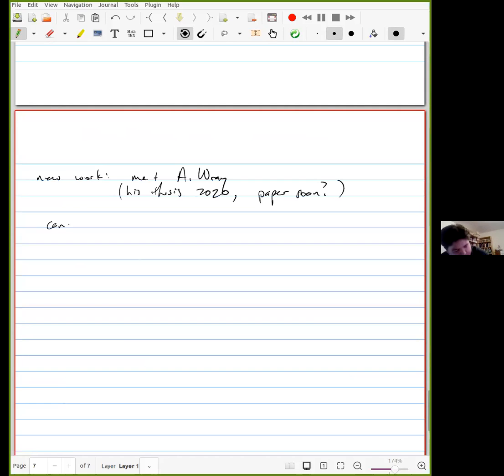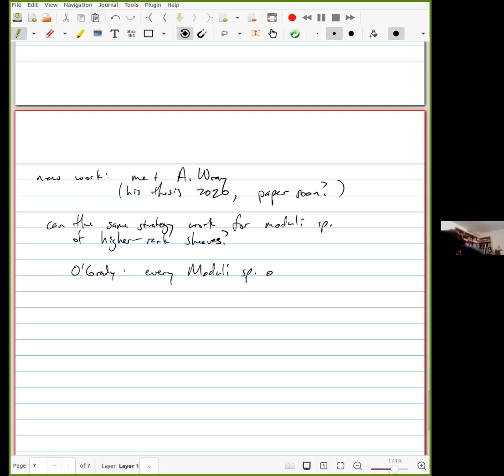So maybe I should put it this way. Can the same strategy work for moduli spaces of, rather than rank 0 sheaves, how about of higher rank sheaves? So a result of O'Grady from the 90s tells you that every moduli space of sheaves where there are no semi-stables, the smooth ones, on a K3 surface can be deformed by deforming the surface, actually, to one that's birational to a Hilbert scheme.